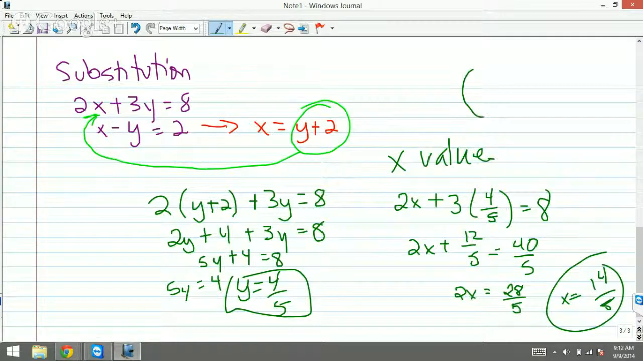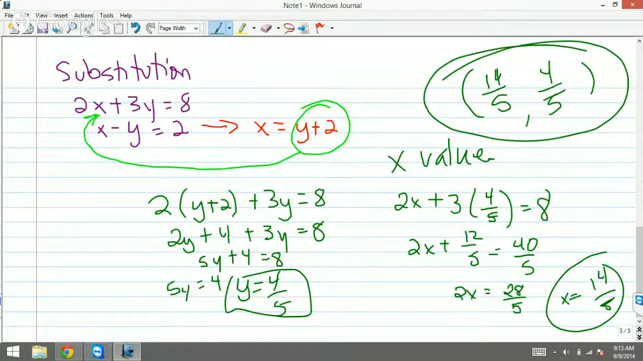Okay, so our answer, Marissa, how do I write it? It is also consistent and independent.